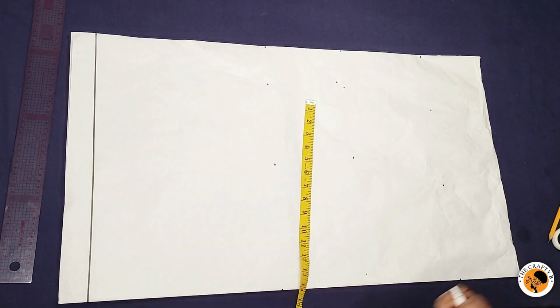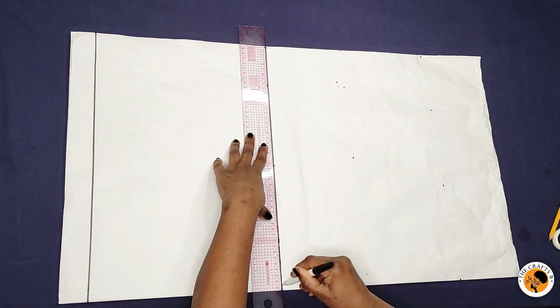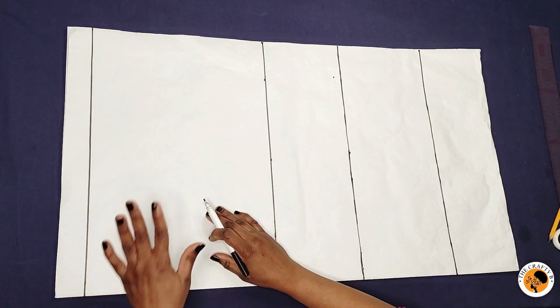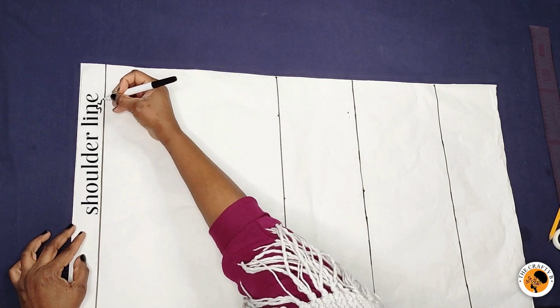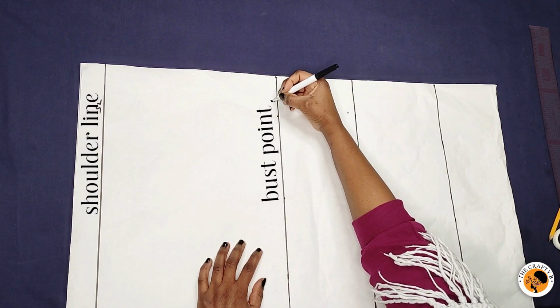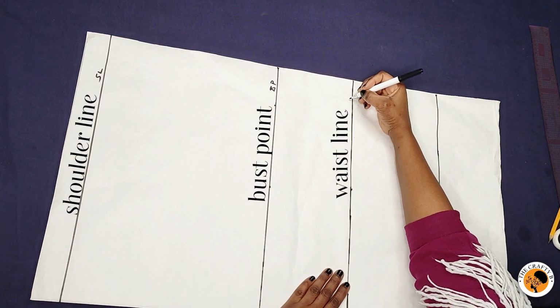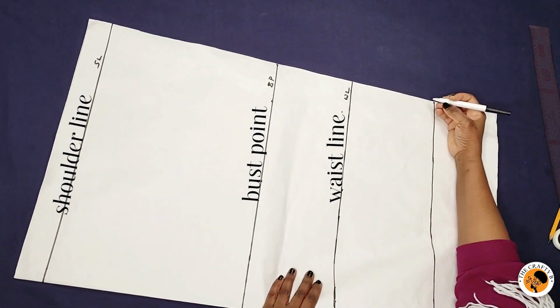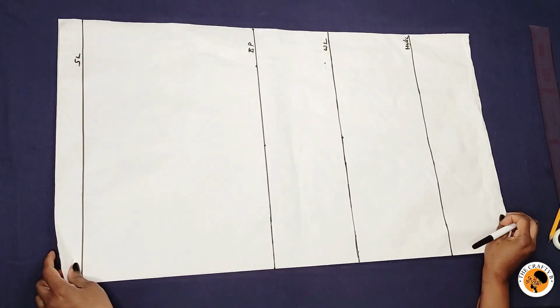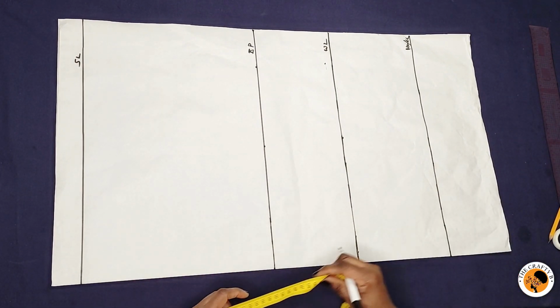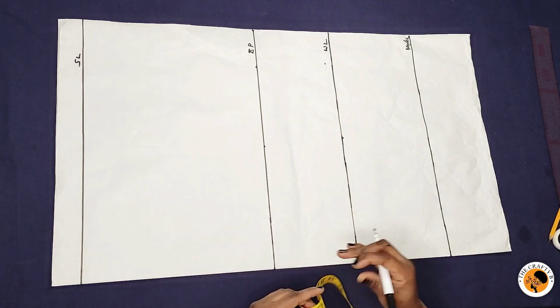So next, I'm going to rule all the lines. So let me label the lines. This is our shoulder line. I mark it SL. This is the bust point. I mark it BP. And then this is the waistline, WL. And then this is our hip line or the length line. So this is it. Now we are going to start with our horizontal measurement.